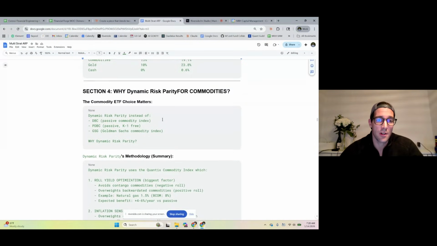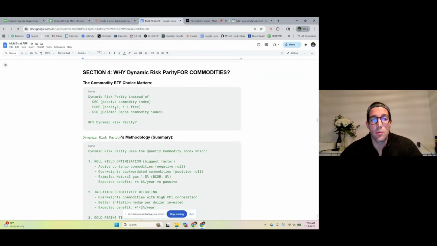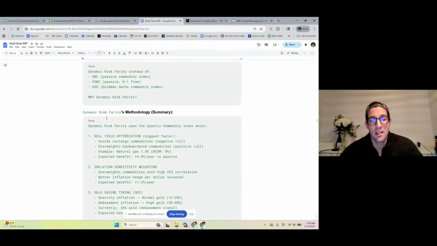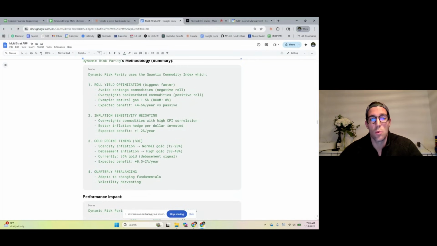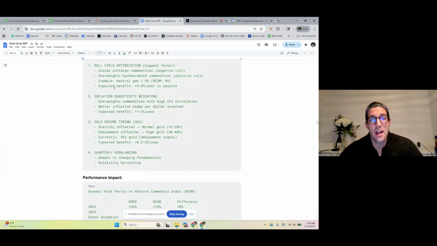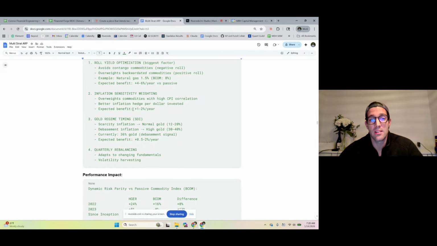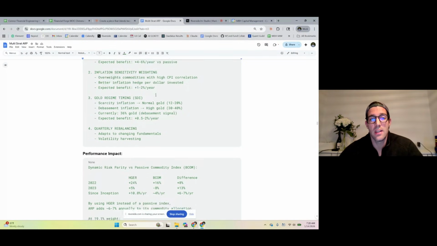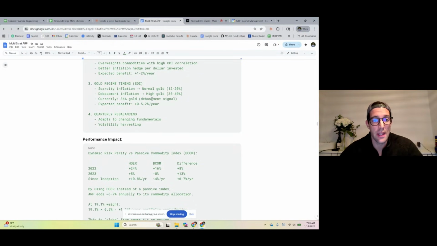And why does this work for commodities? Basically, we have different commodity choices, which we talked about in the last video, which would be passive indexes, roll yield, and then commodities index. But what we're doing is looking at roll yield as the biggest factor. We want to avoid contango. We talked about this last time in examples of different weightings. We want to take into account inflation sensitivity and then that scarcity versus debasement indicator as well. Again, rebalancing this quarterly or monthly.